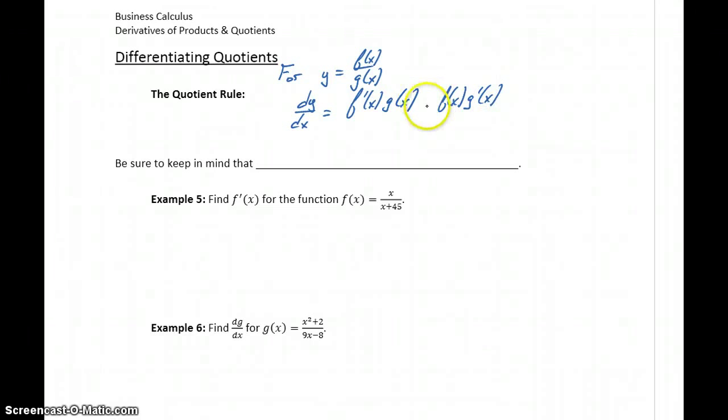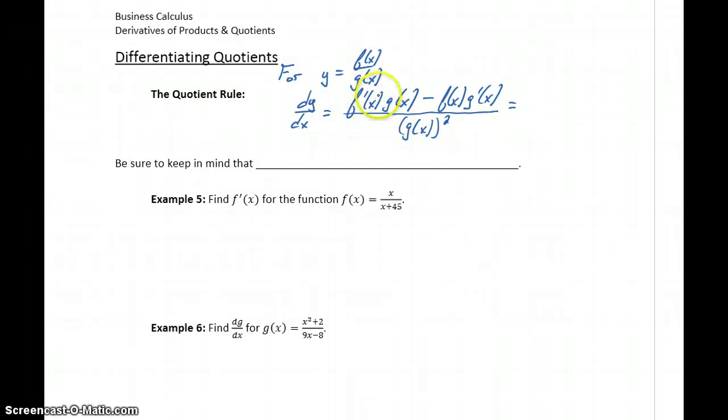But then what changes is instead of adding these two results, or adding these two expressions, we'll subtract those and then also divide by g of x squared. So again, we start off in the numerator with something that looks a little bit like the product rule, but we change that to subtraction and divide by the original denominator of that function squared.